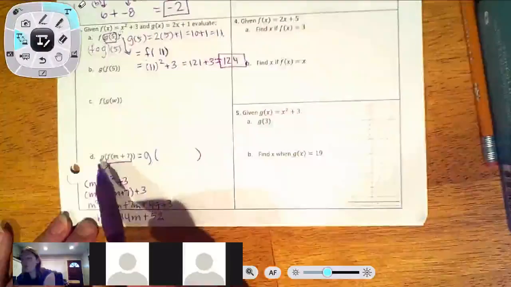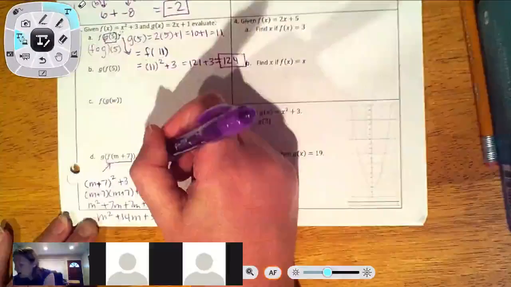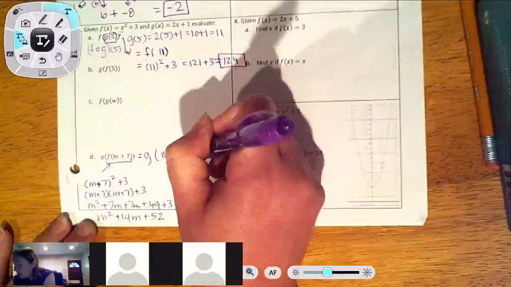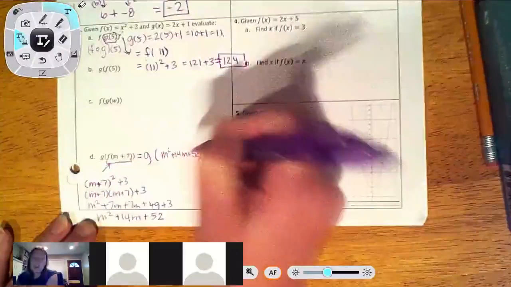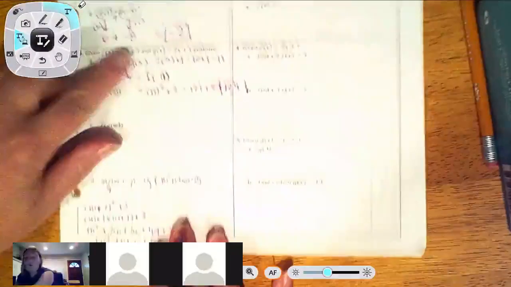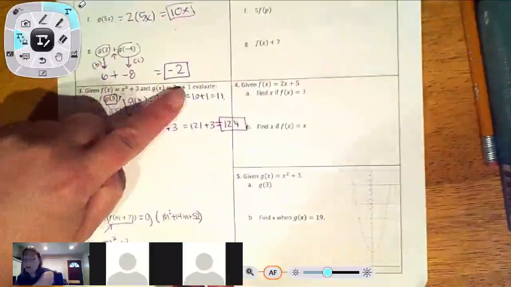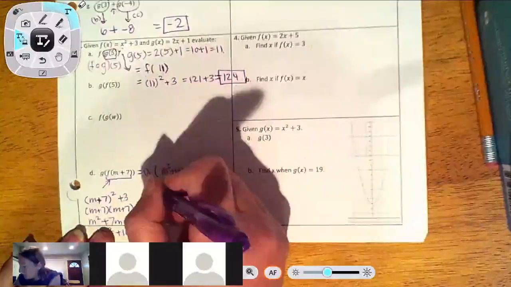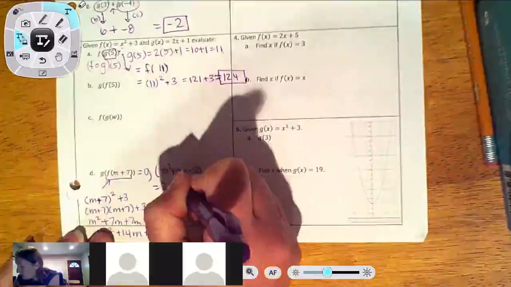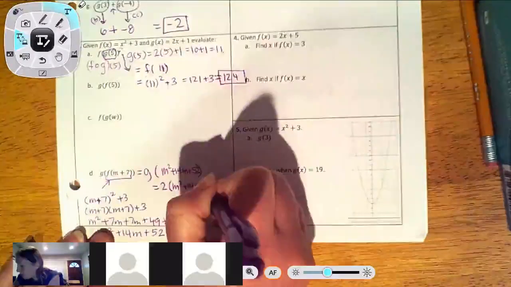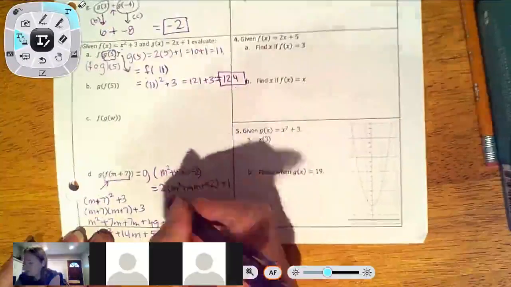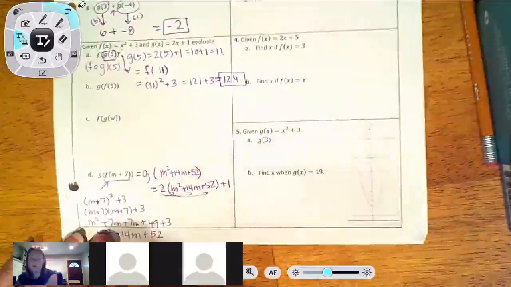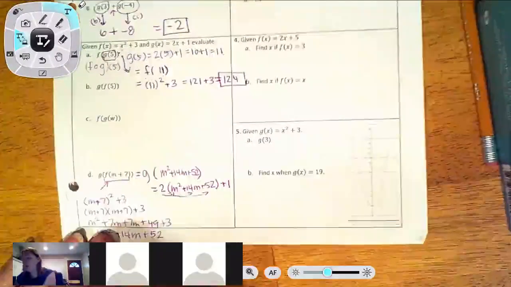So now we need to do g of that. So we're going to do g of, and g says we're going to do 2 times what was in the parentheses plus 1. So we're going to do 2 times what's in the parentheses and then add 1. So then you multiply and combine your like terms.